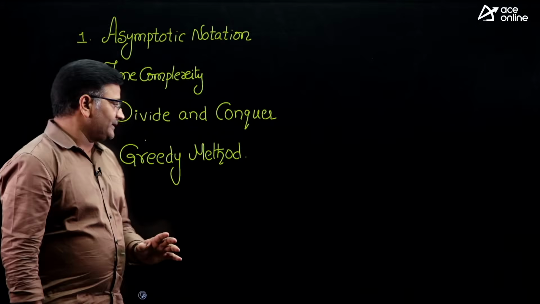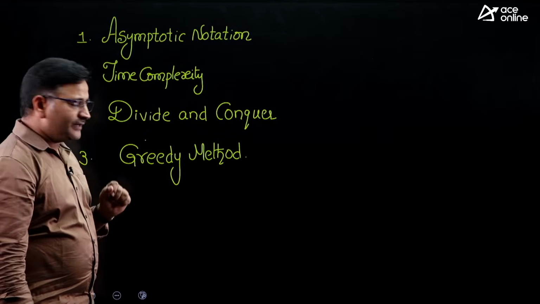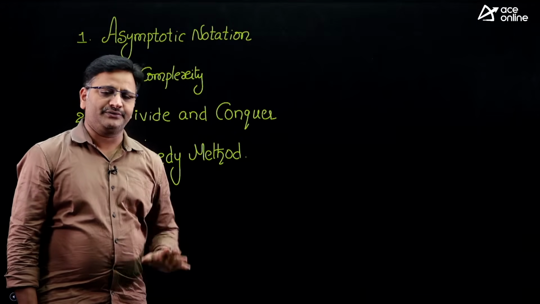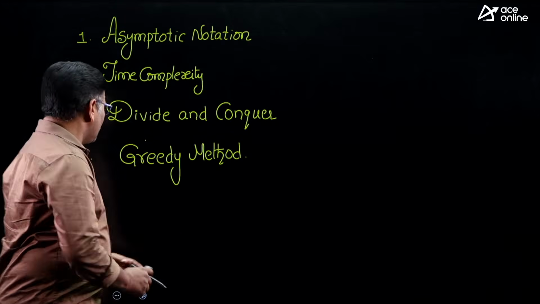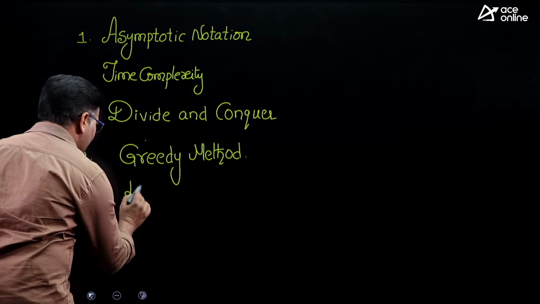Okay, so I can say the highest priority goes to the greedy method, because every year in every question paper they ask at least 1-2 marks of questions from the spanning tree concept. Okay, so we will discuss those topics in the greedy method. Then the next one is dynamic programming.